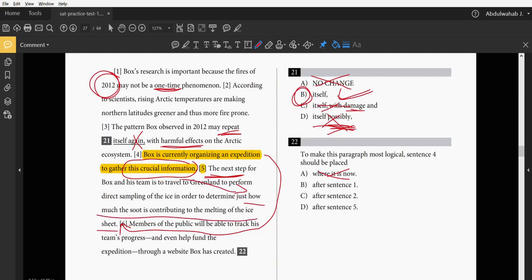So this is the best place for sentence number 4, and that's after sentence 5. By placing it in any other place, it's not going to give us the intended or the best meaning. By saying Box is currently organizing an expedition to gather this crucial information, which crucial information are we referring to exactly? So we need to put the sentence in the place where it best provides the meaning. So this was passage number 2.